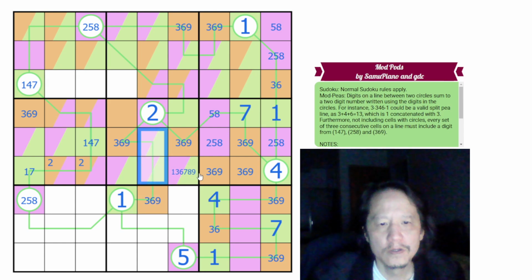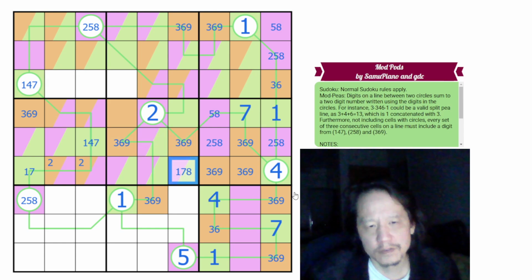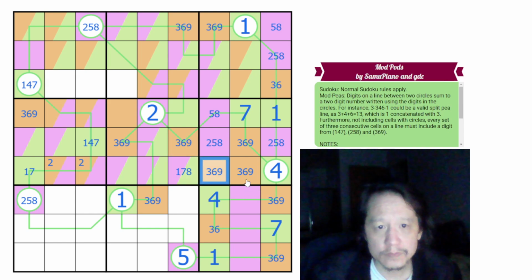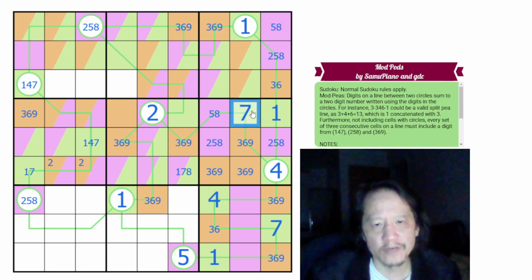Yeah. So we have 3 oranges. This can't be 3, 6, or 9. So it's 1, 7, or 8. So this is 7. It must add up to 24. What did these add up to is the question.